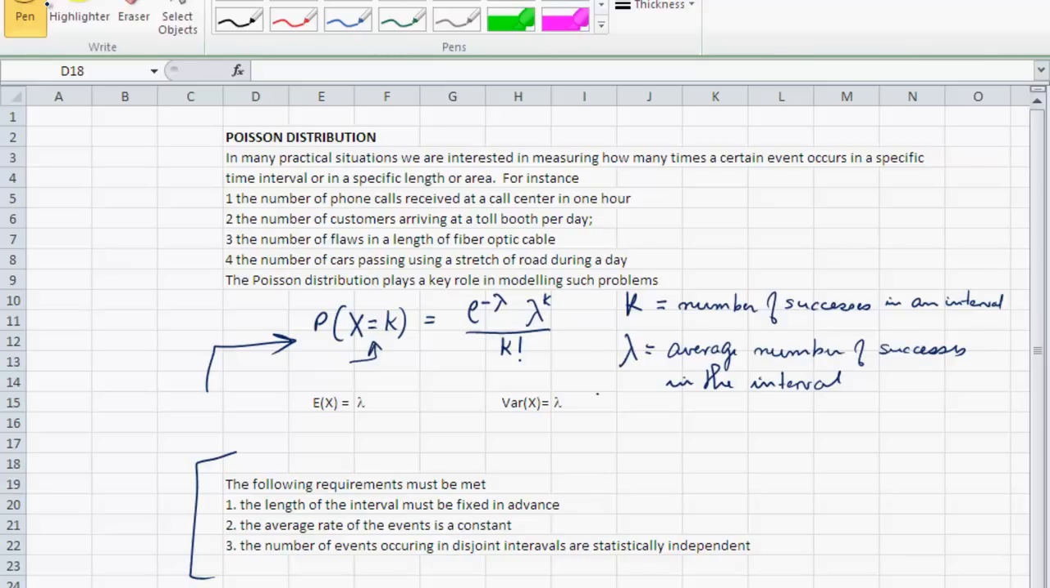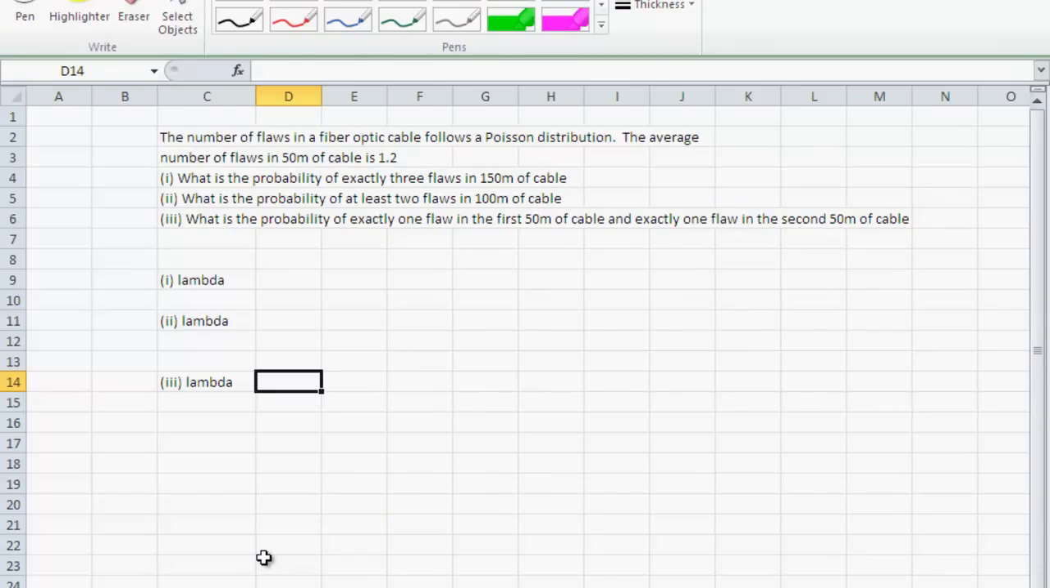Now, I will not go over the mathematical derivation, but the mean and variance of the Poisson distribution are both lambda. In other words, the expected number of successes in that period is lambda, and the variance is also lambda. Okay, so let's see how one would apply the Poisson distribution to an actual problem.